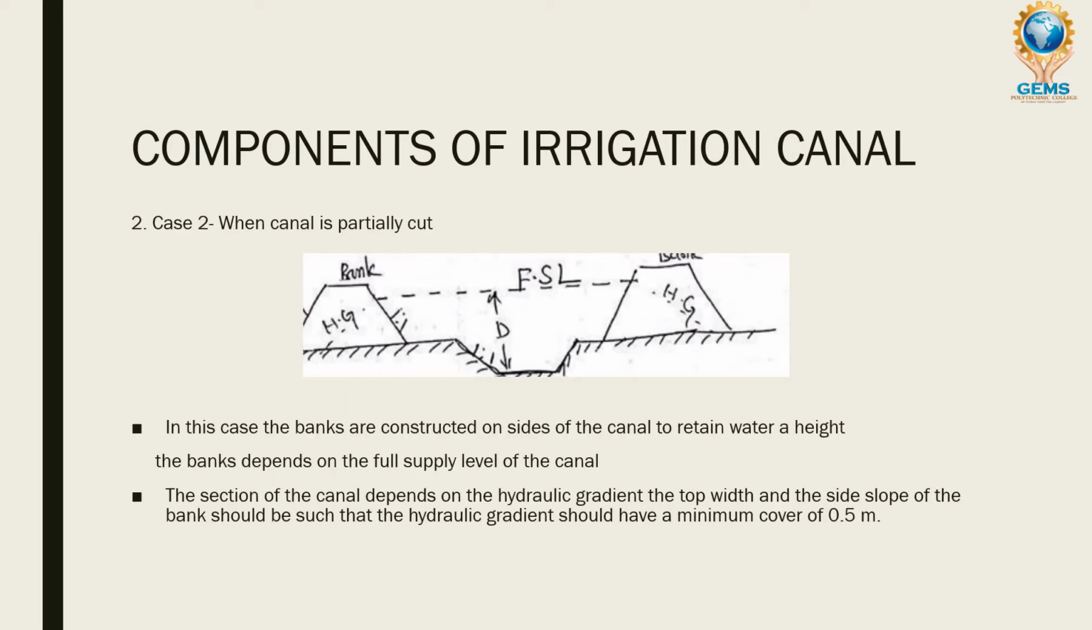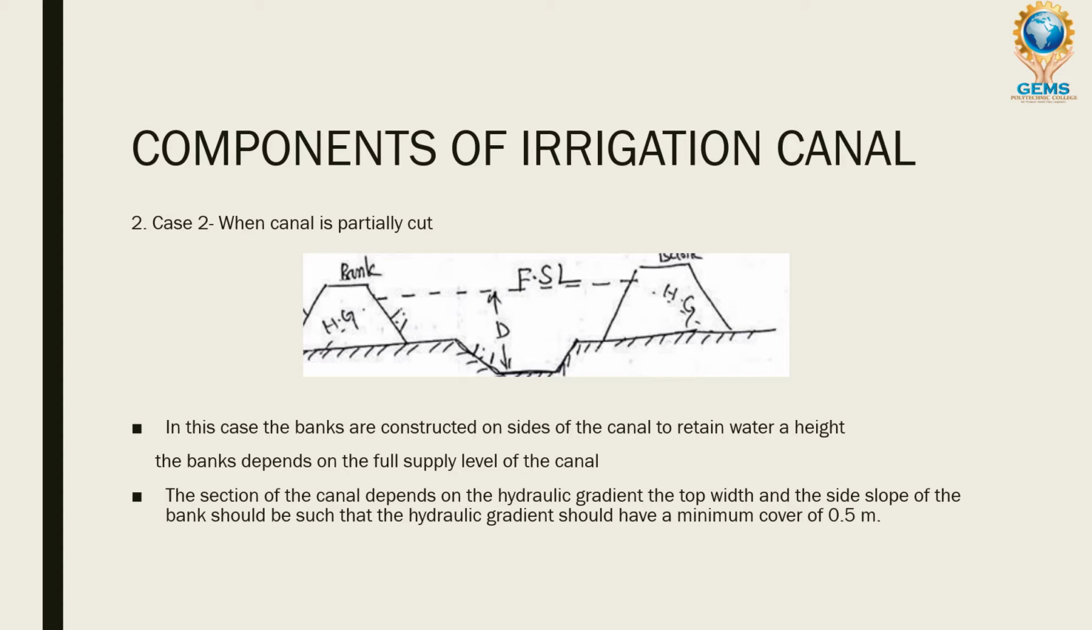You have seen when the canal is in full cut, in case one. In case two, the canal is partially cut. In this case, the banks are constructed on both sides, as you can see in the previous slide also, in a similar way. But the difference between partially cut and fully cut is that the section of the canal depends on the hydraulic gradient. In the fully cut canal, the hydraulic gradient is not necessary; it's just for measurement.